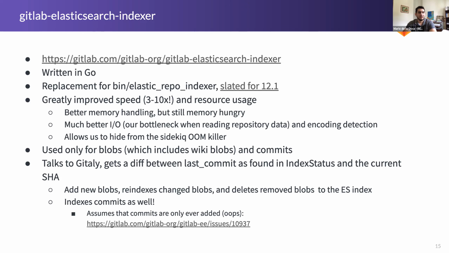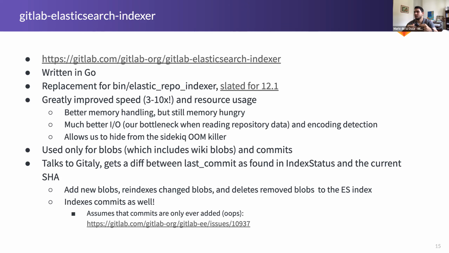status and the current SHA. Now, index status, we keep index status in the Rails database. And it really is just there to know what is the last commit that was indexed for that particular project. Because we don't want to re-index everything every time. We have some gigantic projects on GitLab.com. And so we need to keep track of what's the last commit that we've already indexed, and only index all of the new files that have come in after that. And by new files, I also mean updated files.